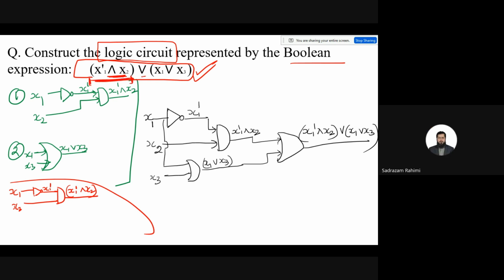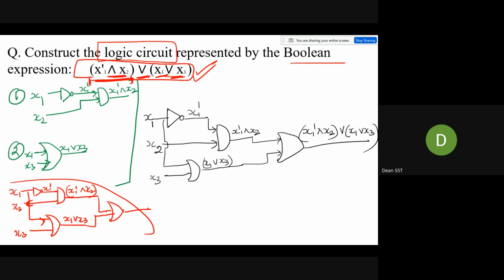Now we have to perform OR. This is the gate for OR. For oring we need input x1 or x3. So x1, x1 here, then x3. We have to perform OR. This is x1 or x3.